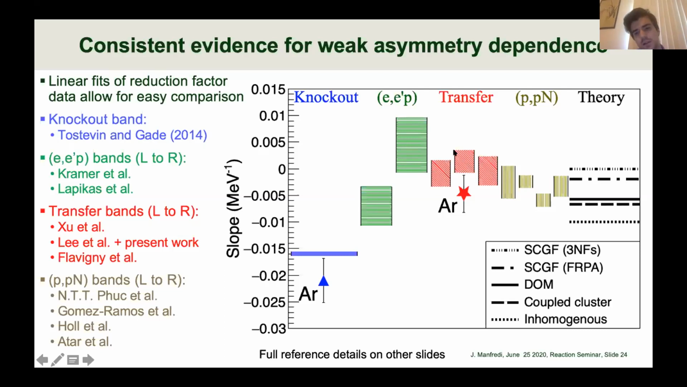The one in the middle is a compilation by Jenny Lee, which also includes the data that I've talked about today because it uses the same analysis methodology as she used for her compilation. And lastly, this last band is from Flavigny et al., the work I talked about earlier with the oxygen isotopes. Again, I pull out just the argon measurements, which are a combination of both my work and Jenny Lee's lower energy measurements. And then you have the PPN column.